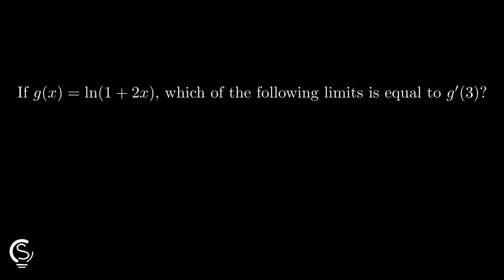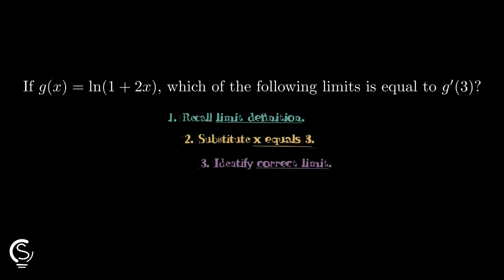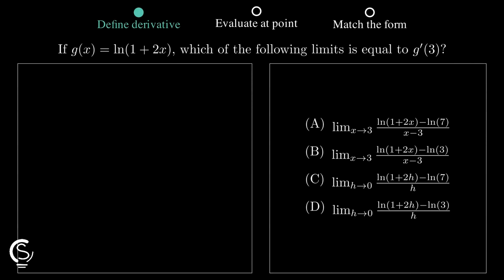Calculus limits can look intimidating, but solving this derivative problem is actually super quick if you follow these 3 simple steps to find the right answer. The derivative of a function at a point A is defined as the limit of the difference quotient as x approaches A. We use this to express the slope at 3.